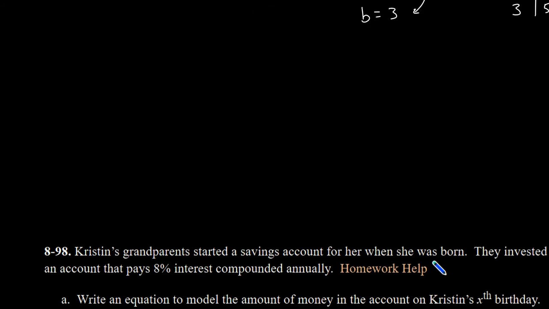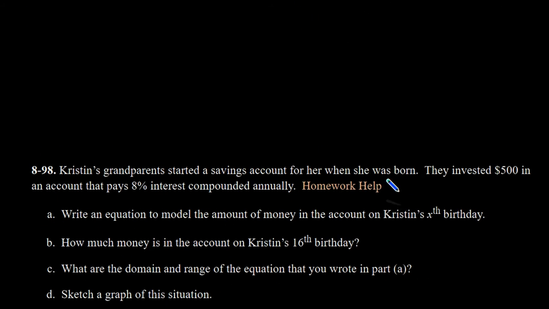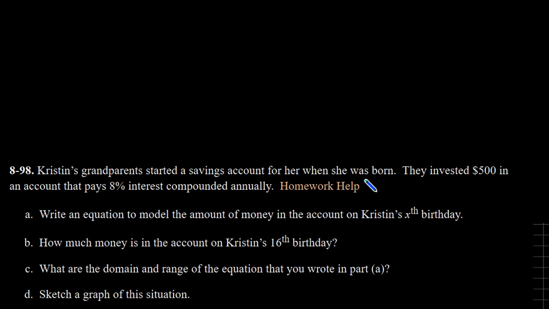Let's move on. Here we go. Okay, Kristen's grandparents started a savings account for her when she was born. They invested, so I guess x is her birthday, right? Her 16th birthday, x would be 16. They invested $500 in an account that pays 8% interest compounded annually. Okay, not simple interest, but it is compound, but it's only compounded once per year. Okay, write an equation to model this.